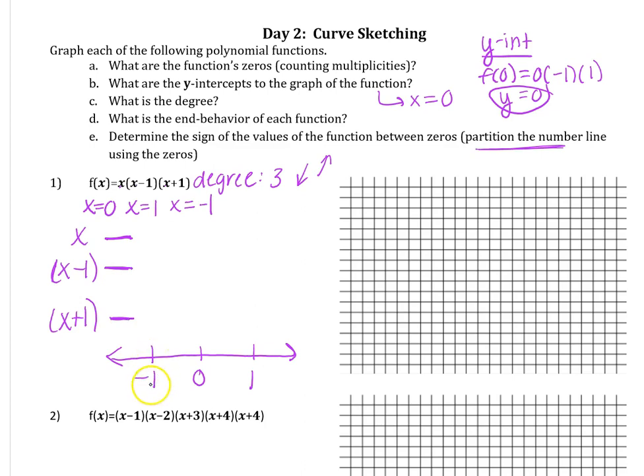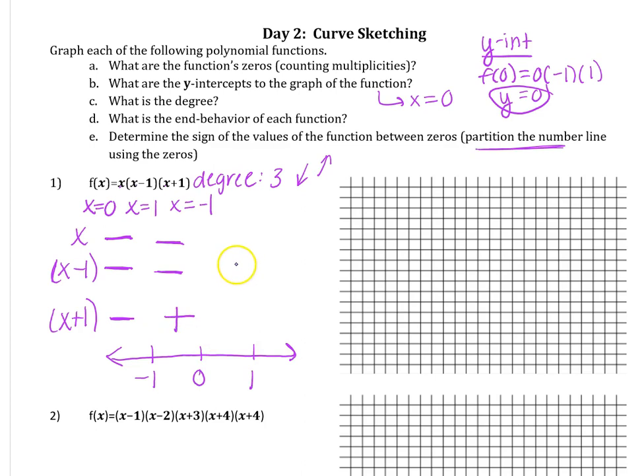Okay, a number between -1 and 0 is something like, I don't know, -1/2. And it could be anything in this. If I plug -1/2 in here, it's going to be negative. If I plug -1/2 in here, that'll end up being a negative result. And then lastly, if I plug -1/2 in here, it'll go positive. Okay, one more to do.